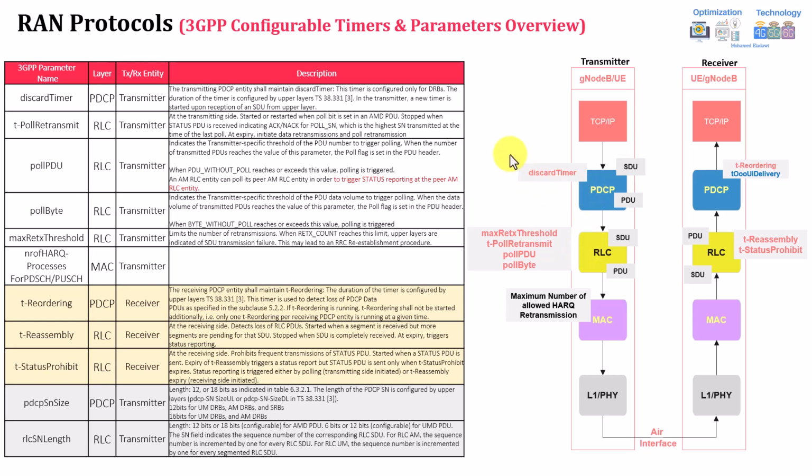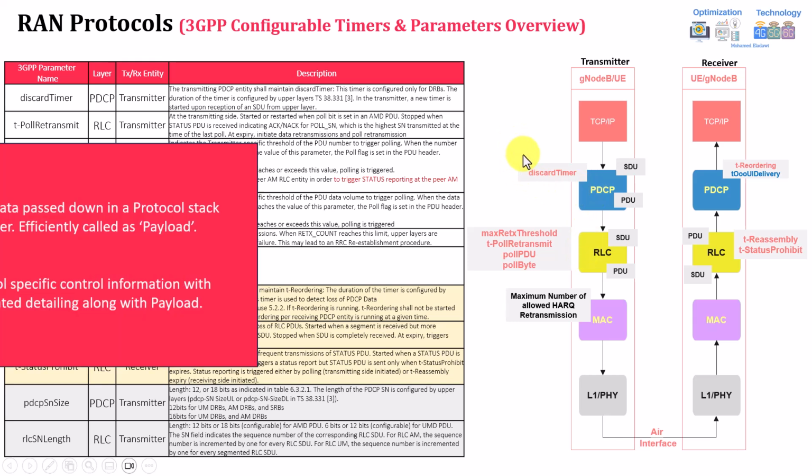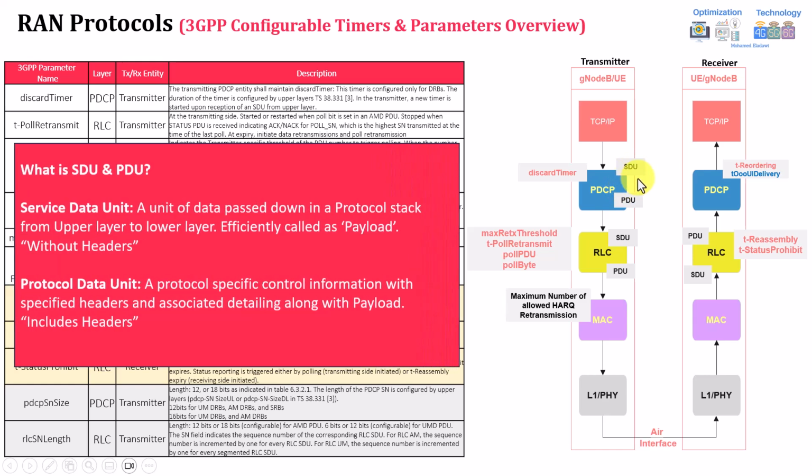But before doing all of that, I would like to explain a very small part related to the SDU and PDU, because sometimes you get confused or forget the names. The input of a layer, whenever it comes from the upper layer, comes as an SDU. SDU means service data unit. This is pure data, without any headers added yet by the PDCP. This is the pure data coming from the upper layer to the PDCP before adding the headers.